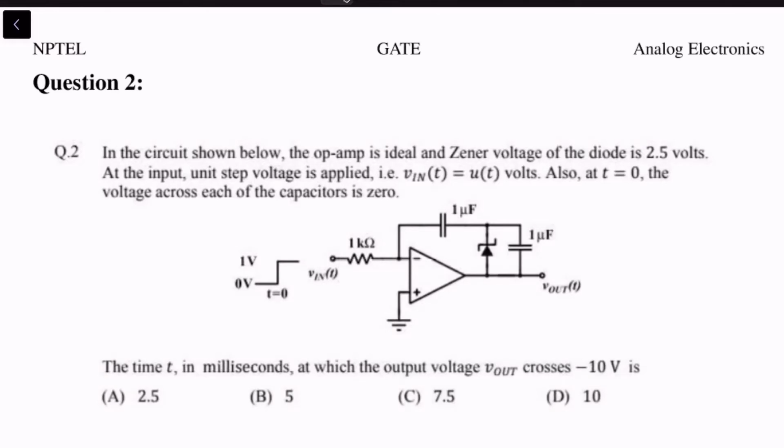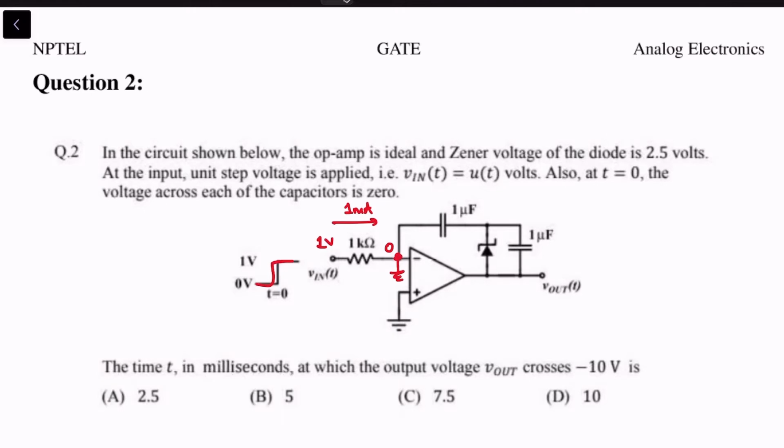In this question, at t equal to 0, a unit step is applied in the input voltage. Since the op amp is linear, we get 0 volt on the negative terminal. So after the unit step we get 1 volt here, and it's 0 volt here. Therefore it's 1 milliamp flowing through the resistor.